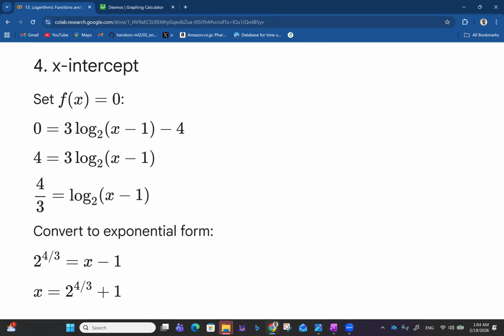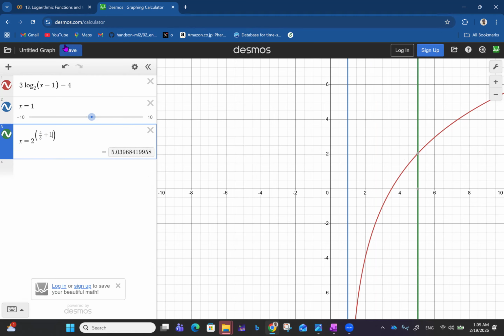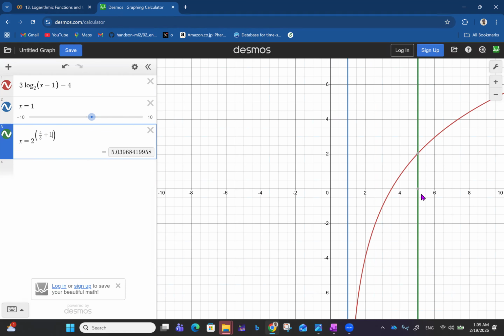Then the x-intercept is 2 raised to power 4 over 3 plus 1, okay? X is equal to 2 raised to power 4 over 3, 4 divided by 3, okay, inside is a plus 1. So you see that's the x-intercept. Yeah, that's the x. Is that really the x-intercept?